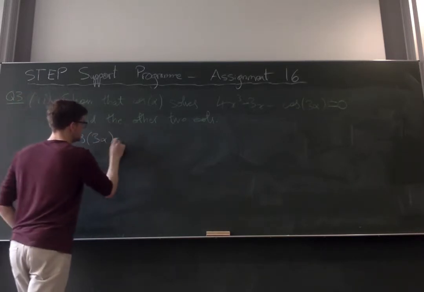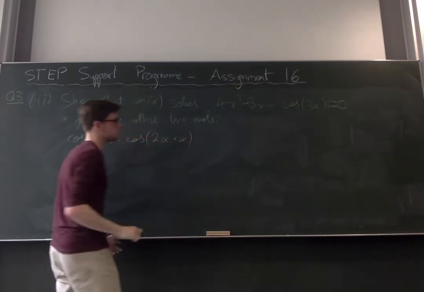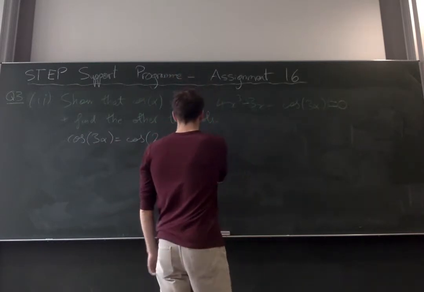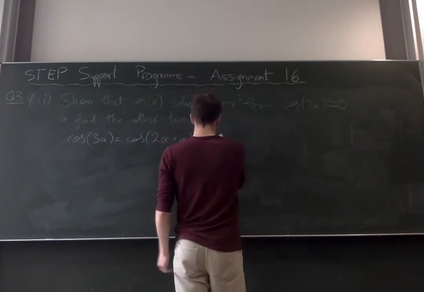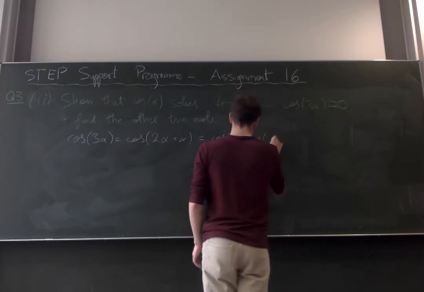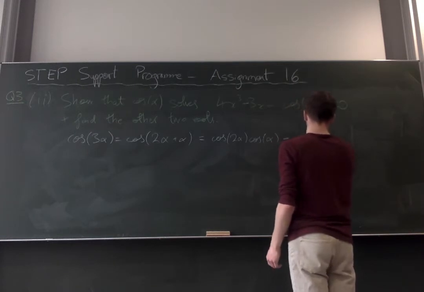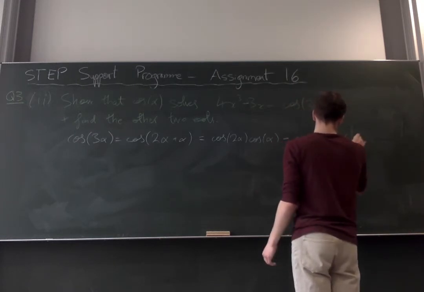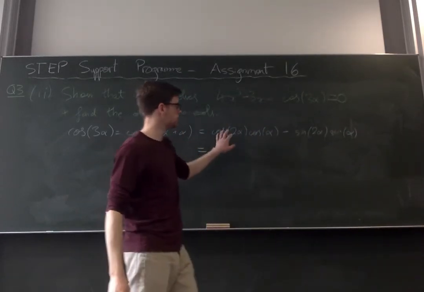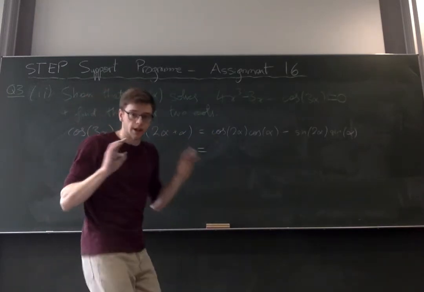So cos of 3 alpha is the same thing as cos of 2 alpha plus alpha, starting exactly how you would for the double angle formula. And cos of 2 alpha plus alpha is the same thing as cos of 2 alpha cos alpha minus sine of 2 alpha sine of alpha. Now we have our double angle formulas, we can get rid of the cos 2 alpha and sine 2 alpha.